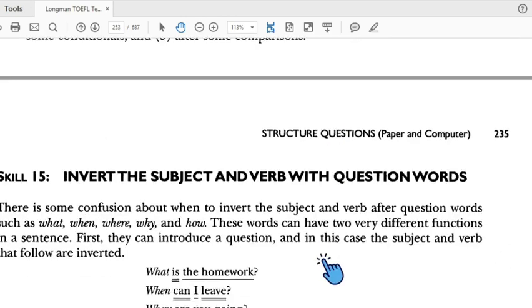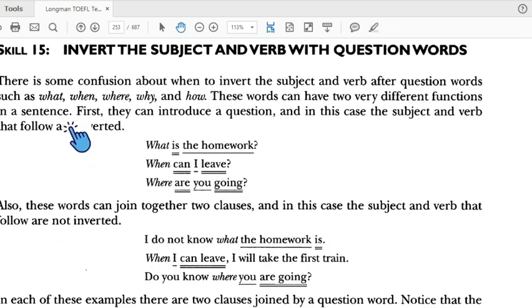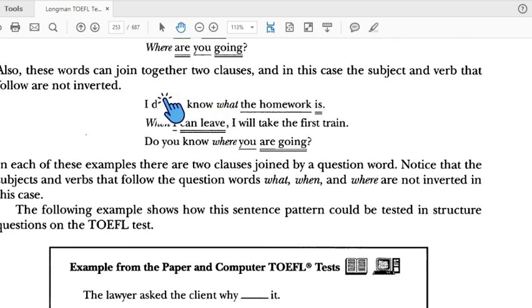Okay, well, invert skill 15: invert the subject and the verb with the question word. I have explained this one, and look at this one. Also, these words can join together two clauses, and in this case the subject and the verb that follow are not inverted. We can't invert if we use two clauses.